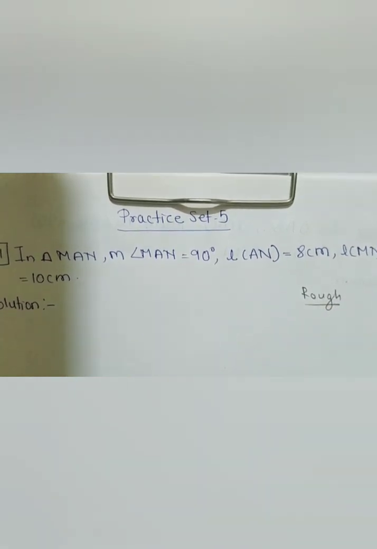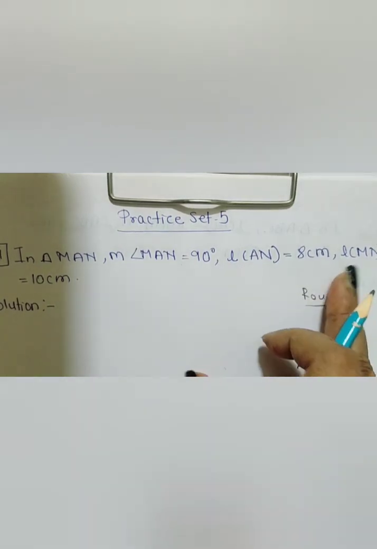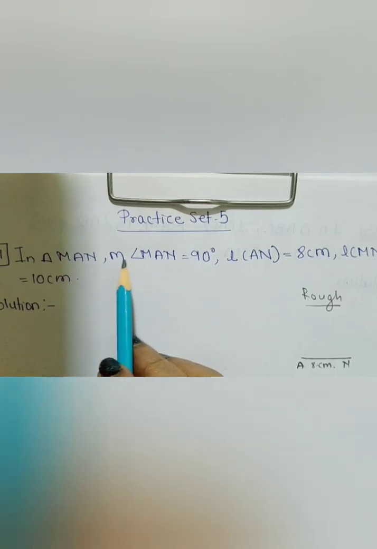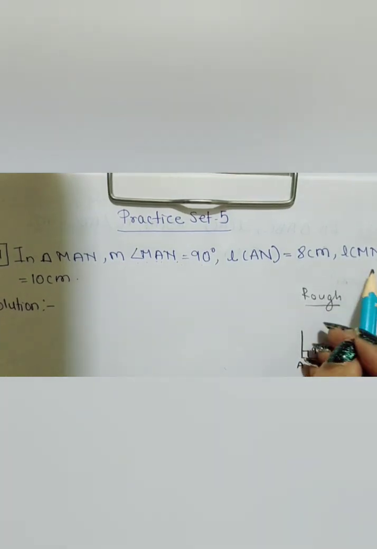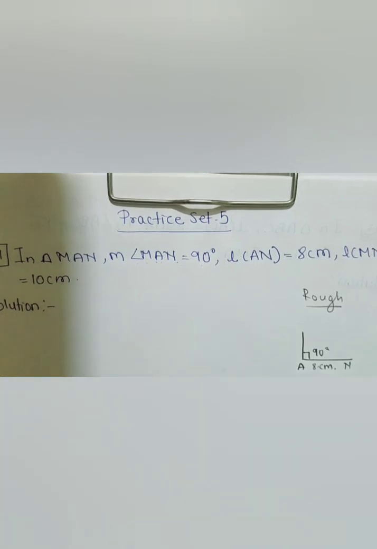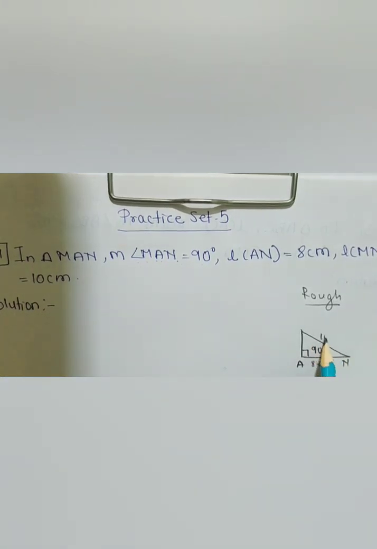Okay, so what is our base? Base is AN, which is 8 centimeter. Angle MAN is given 90 degree. So this is our 90 degree angle. Now what is given? MN is 10 centimeter. So this is our 10 centimeter MN. Like this diagram we have to make. So we'll start with it.